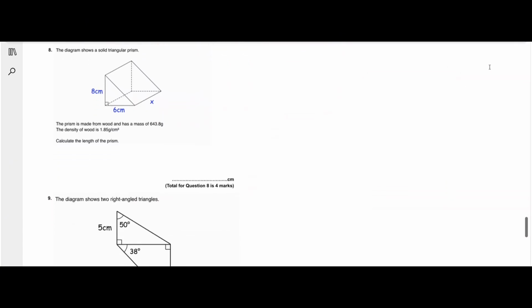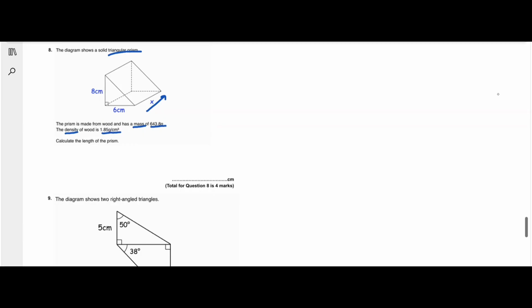Okay, so here we've got question number 8, and this is a mass density volume question. Again, very common. It's been on paper 1 or 2 twice in the last 4 years, but it does also come up on paper 3, so I think it's likely that you'd have a mass density volume question, if not on paper 2, on paper 3. So the diagram shows a triangular prism, or we can see that from the diagram. You've been given the height and the base of the triangle, but we don't know the length of the prism. The prism is made from wood and has a mass of 643.8. The density is 1.85 grams per centimetre cubed.